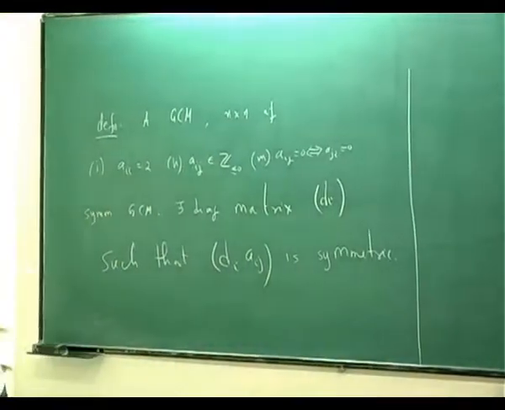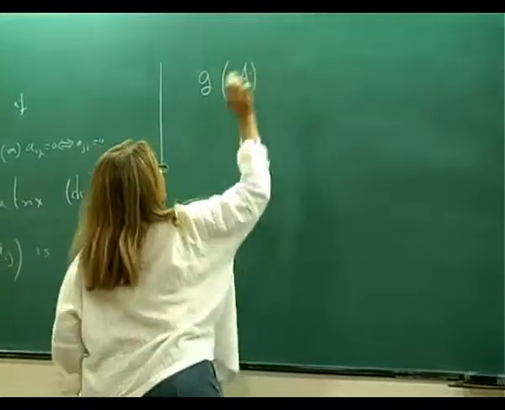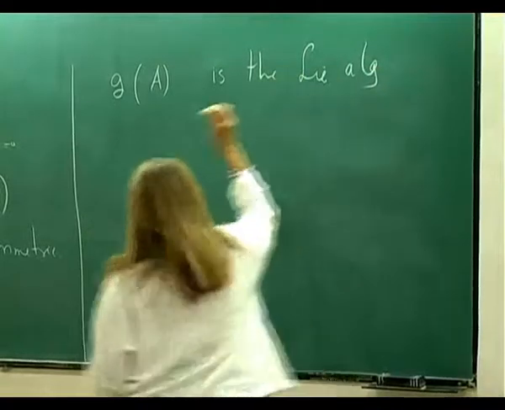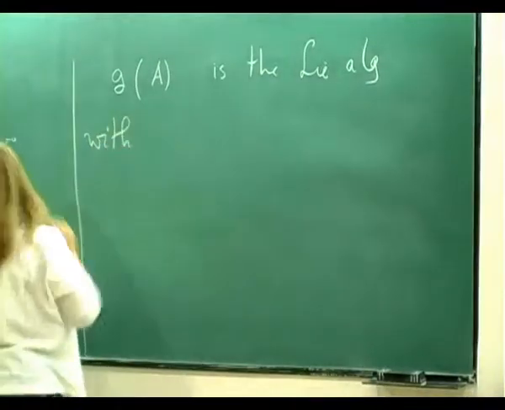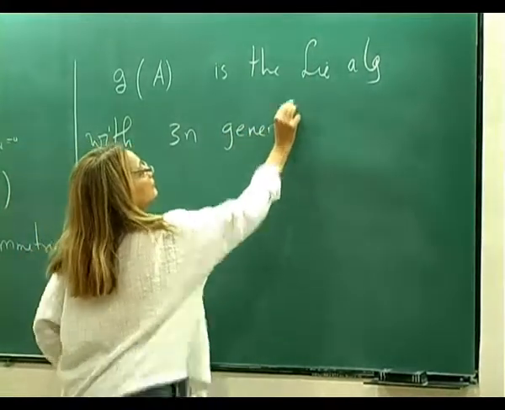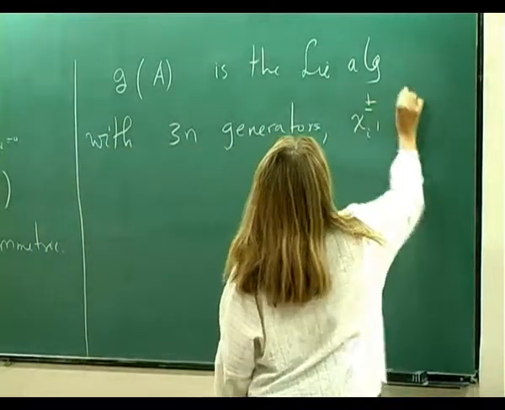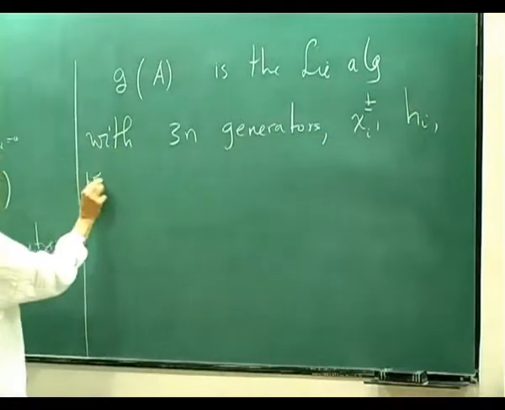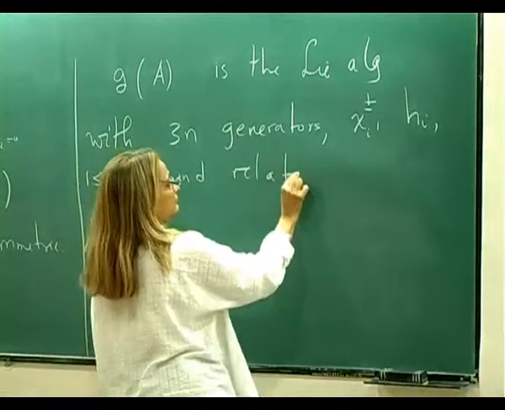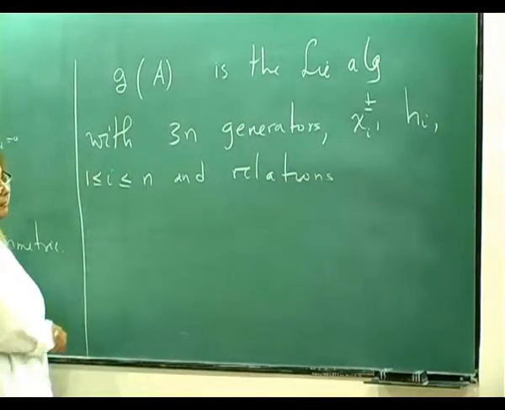So associated to this data, Kac and Moody define the Kac-Moody Lie algebra, GA. It's a Lie algebra with 3n generators, which we'll write as xi plus or minus, hi, and some relations. The relations are pretty much what you would expect.